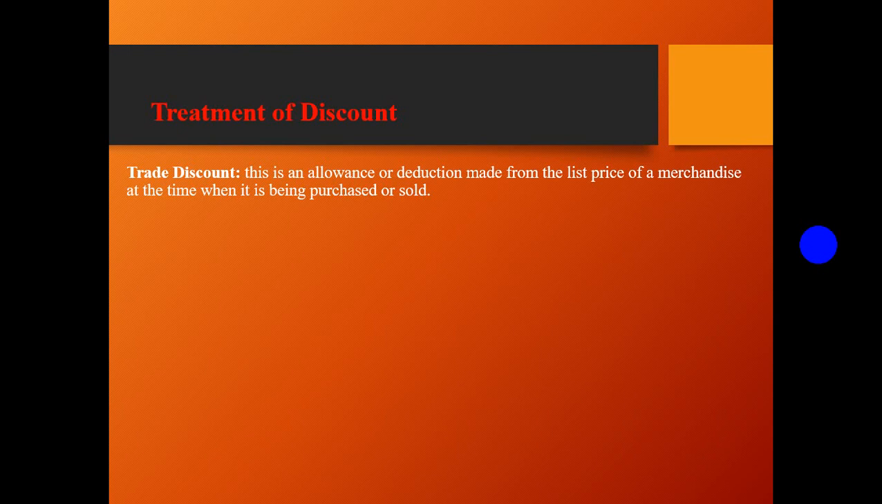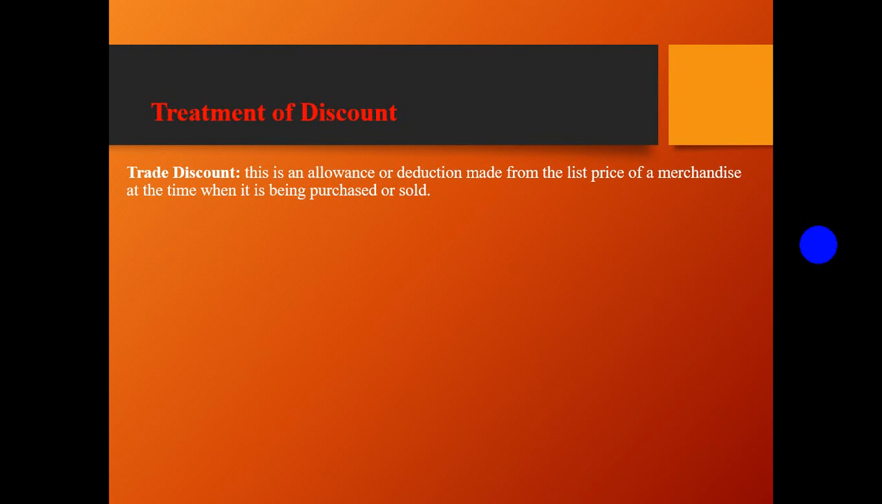We normally have two kinds of discount. One is trade discount and the second one is cash discount. Trade discount is that discount which is made to decide the last price of the goods or the service that we are selling, right? So that is what is called trade discount. Trade discount is nothing but it is the selling of goods and services.